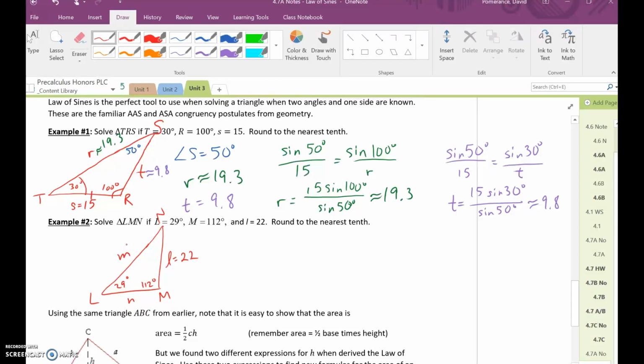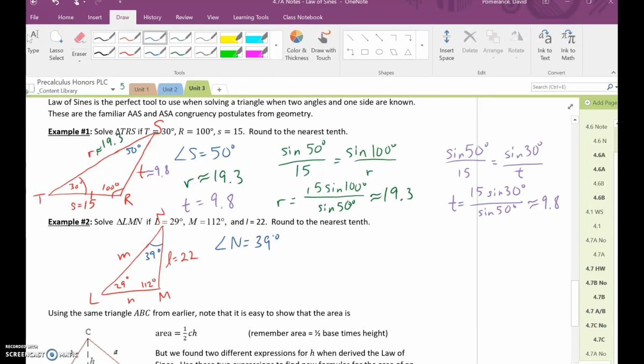Well, we've got two angles, so really every time you have two angles, you automatically have the third angle, right? We just have to subtract from 180. So 180 minus 112 minus 29 is 39 degrees. So if you add 29 plus 39 plus 112, you should get 180 degrees. So that's the measure of angle N. That's equal to 39 degrees.